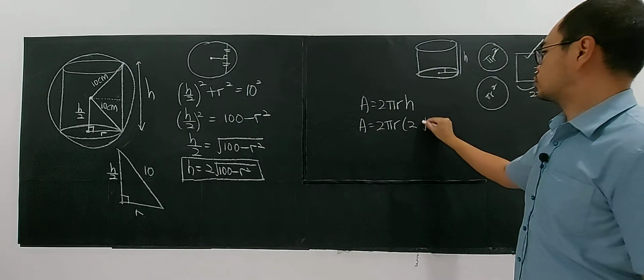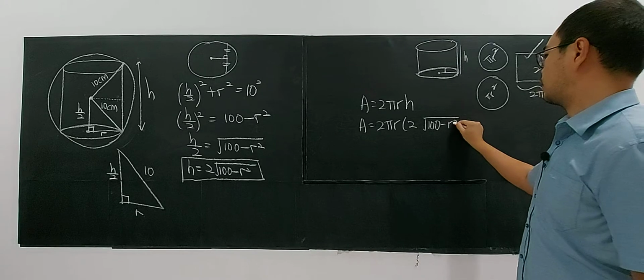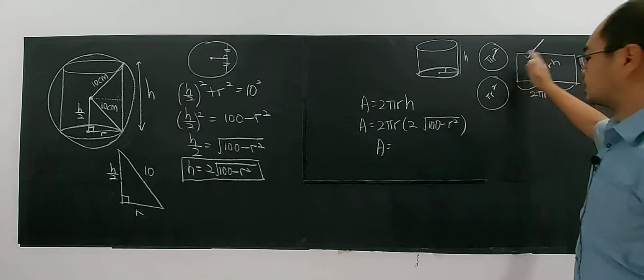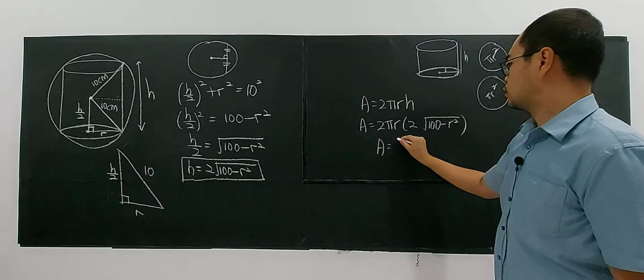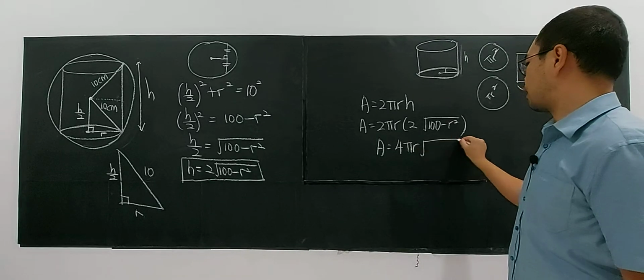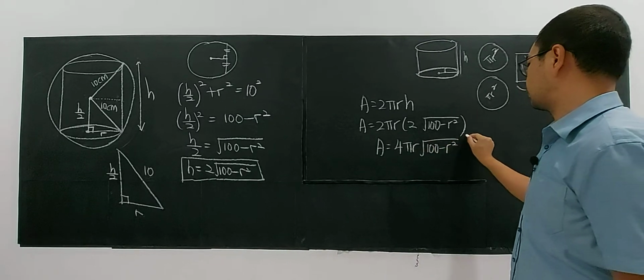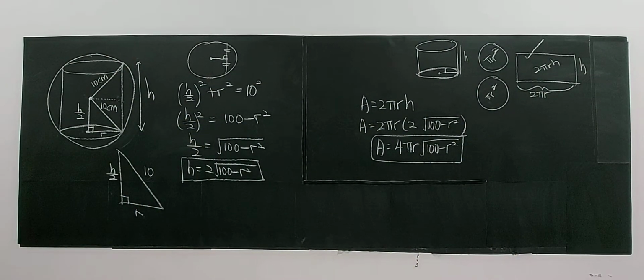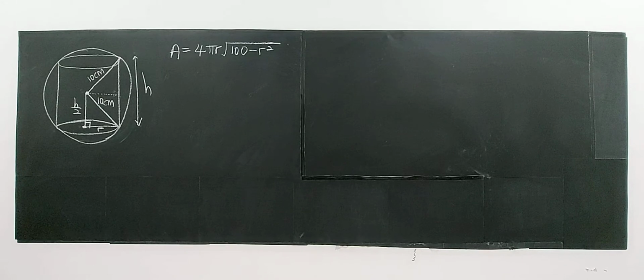that is 2 square root of 100 minus r to the power of 2. Then you have A in term relate to r, means that the curved surface area relate to the radius of the base. So it will be 4 pi r square root of 100 minus r to the power of 2. So this will be the formula, the model, the formula of the curved surface area in term of r. Alright, so now we have A equals 4 pi r square root of 100 minus r squared. They want to find the maximum value of A.